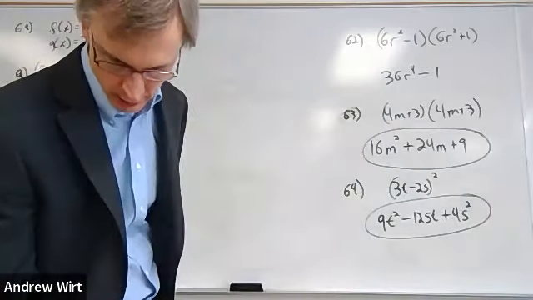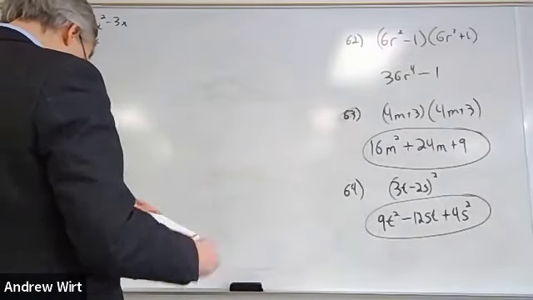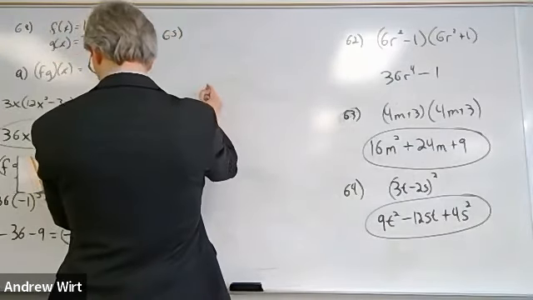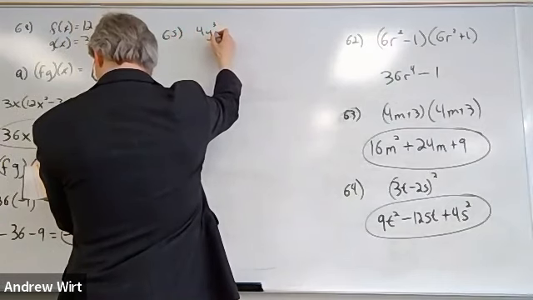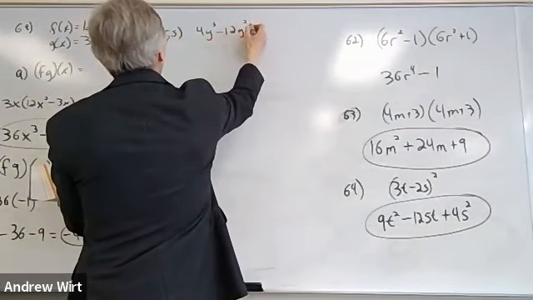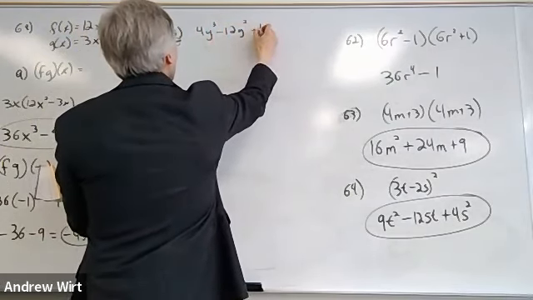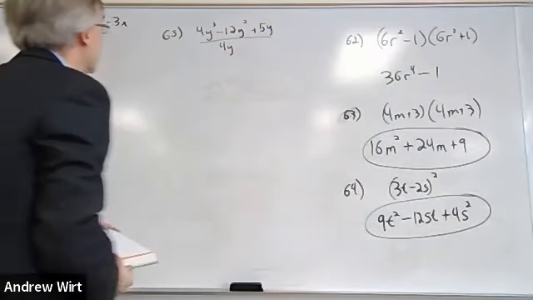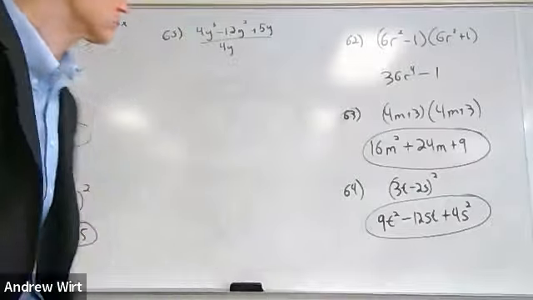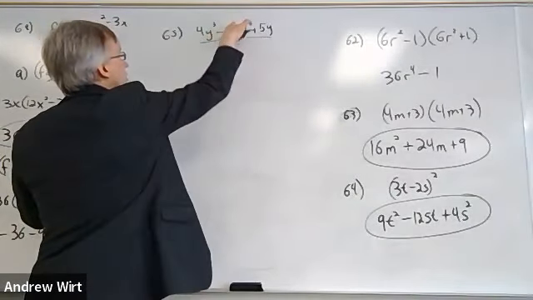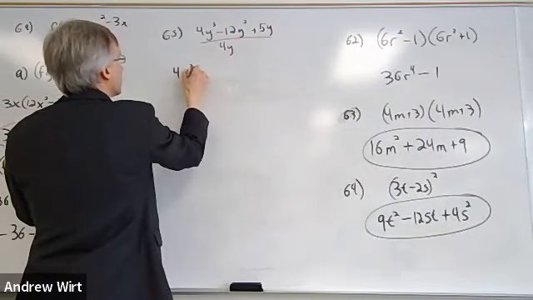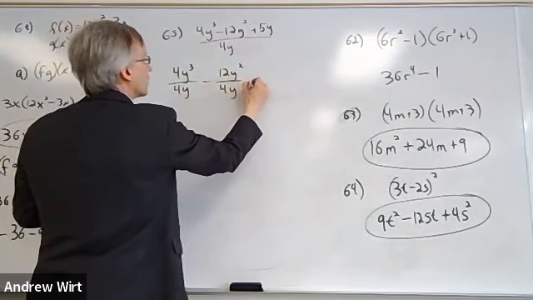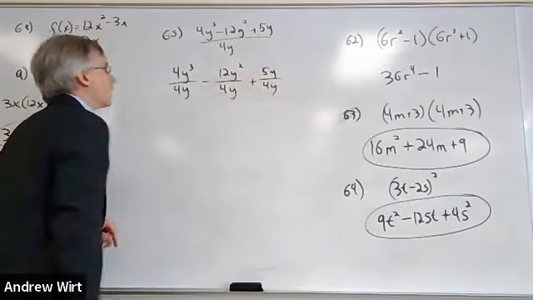Now we do some division, starting with number 65. First one is dividing by a monomial. So the way to do these is to split up into 3 separate fractions. 4y is the denominator of each one. And then simplify each one separately.